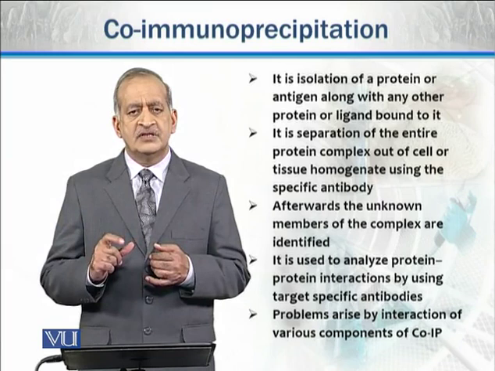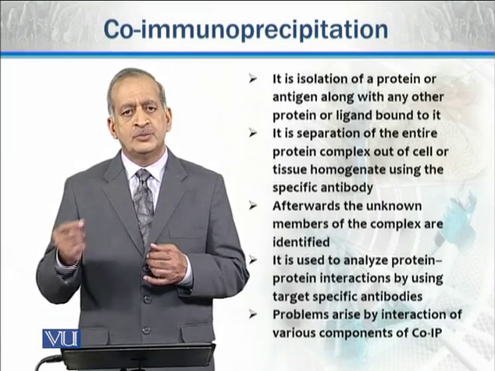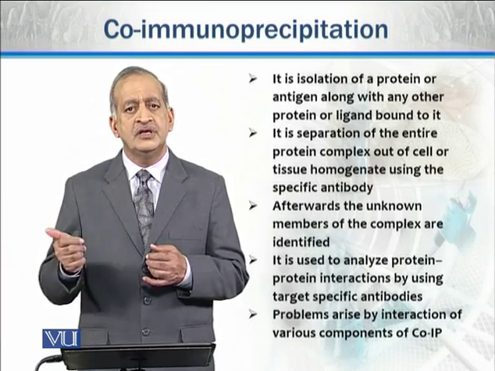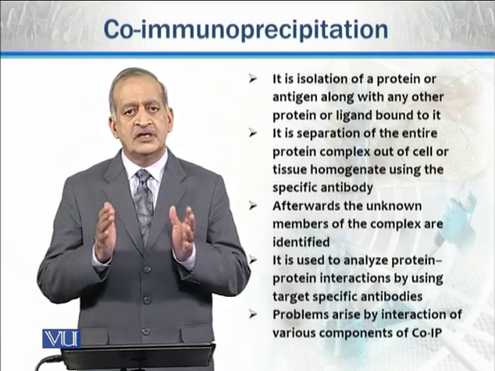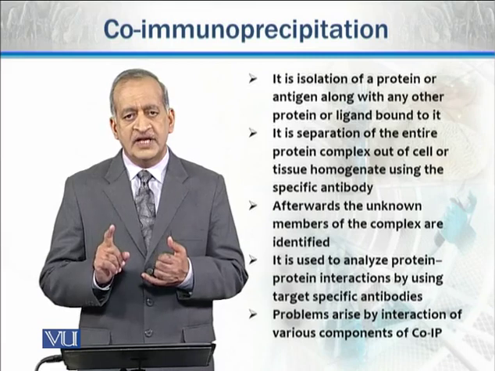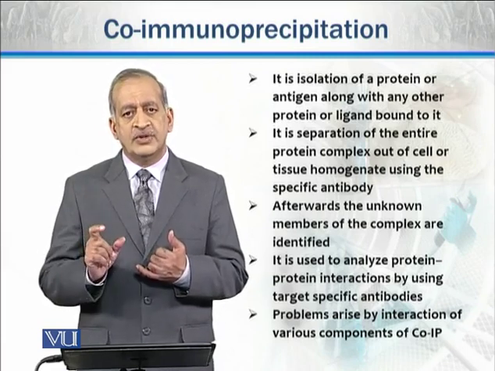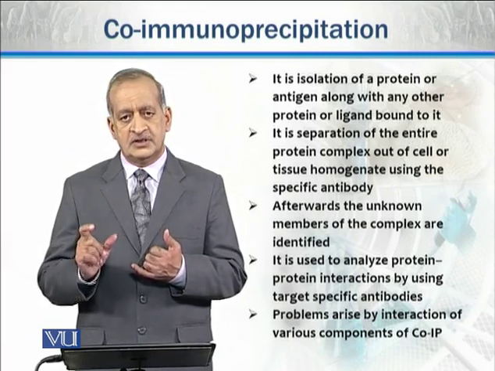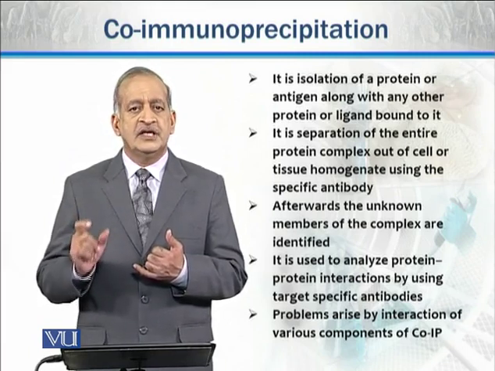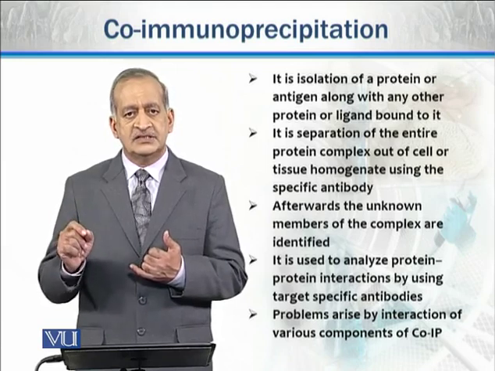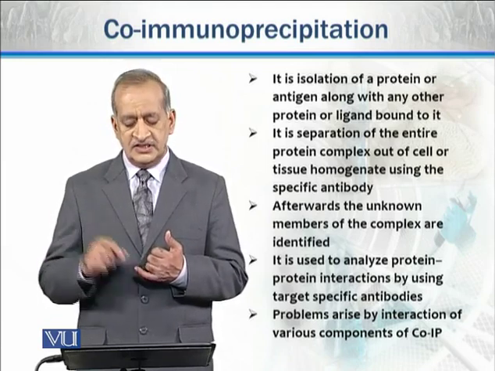So we can see, if there are 4 or 5 proteins, for example, protein A, protein B, protein C, protein D, and protein E, they interact with each other to form one complex. So what we do, we separate this whole complex from the homogenate, and then each of the components from A to E is identified and characterized.